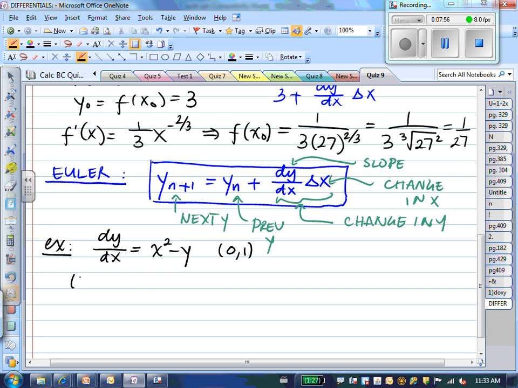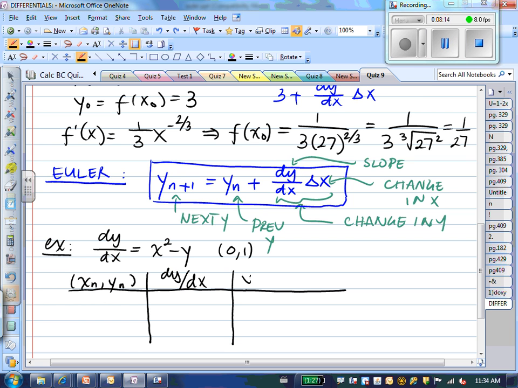So here's what Euler did. The best way to do this is to set up a table. I'm going to need my coordinates. Next thing I need to calculate for Euler's is the slope. So I'm going to need to calculate dy/dx specifically at the point in question. And then once I have that, I can apply Euler's. So to get the next y, take my previous y plus the slope times delta x.